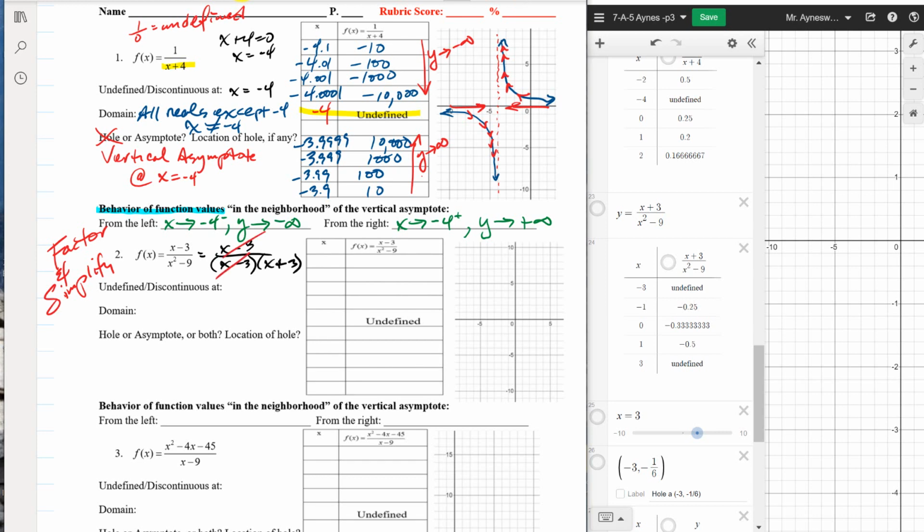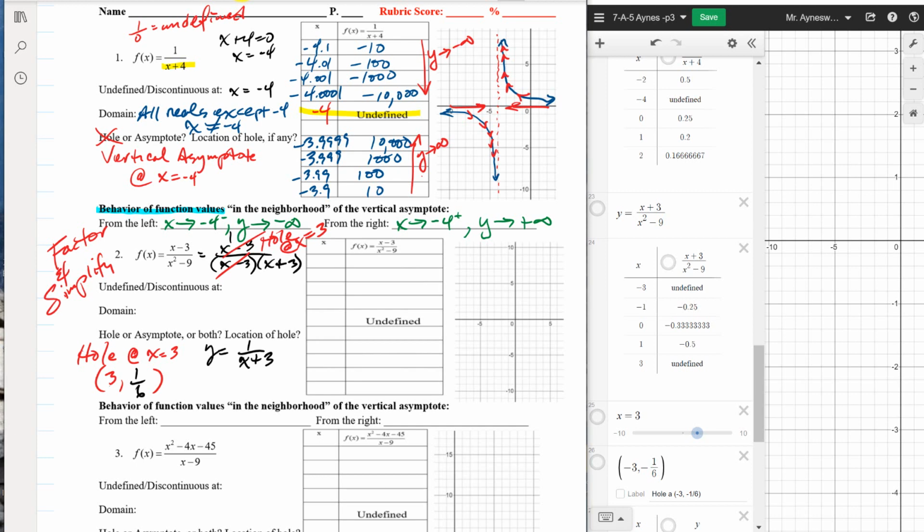Notice that these cancel out, which indicates that you have a hole at 3, because that's what makes it undefined. 3 minus 3 is 0, so you have a hole at 3, not -3. So we have a hole at x equals 3, so it's got to be 3 comma something. You can't find the y coordinate until you write down the resulting function. The resulting function here is going to be 1 over x plus 3, so y is equal to 1 divided by x plus 3. There's your simplified function. You take 3 and substitute in there, and you get 1/6. So I know where the hole is.